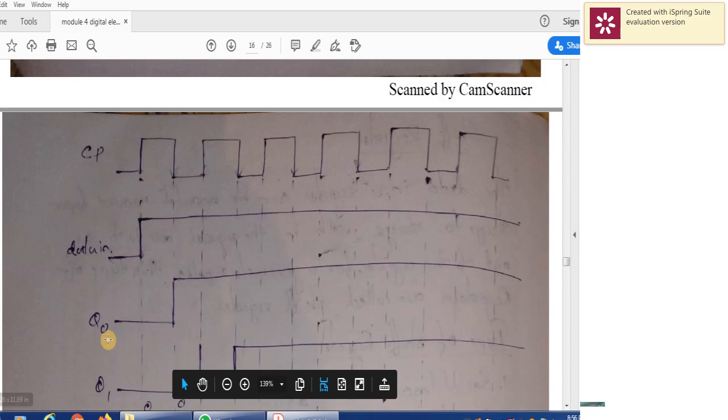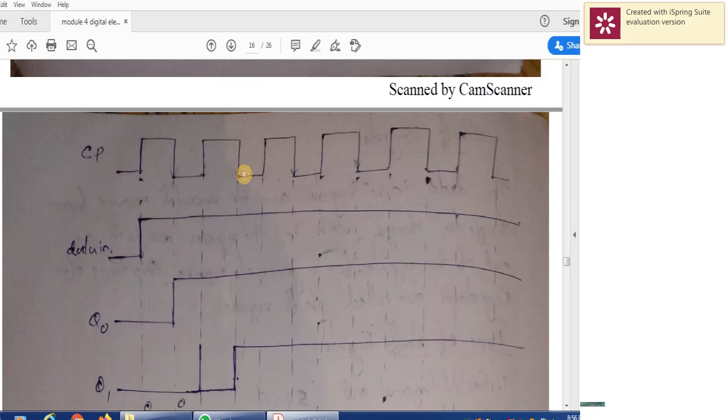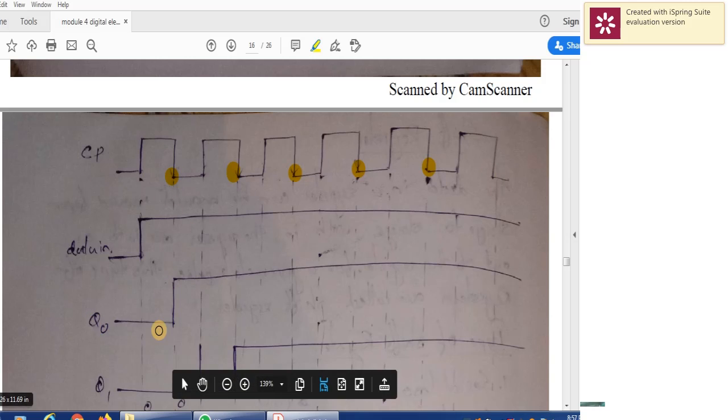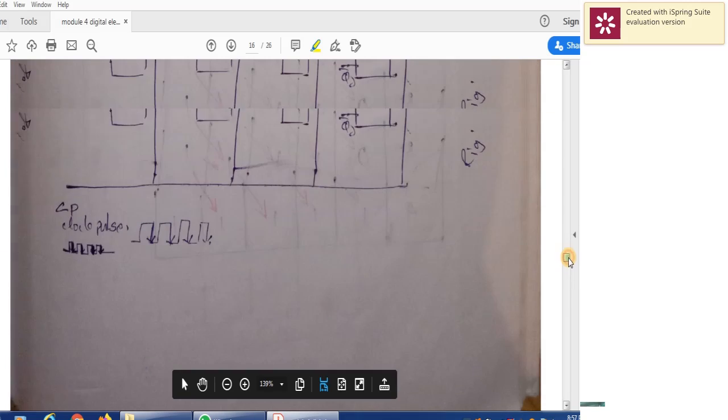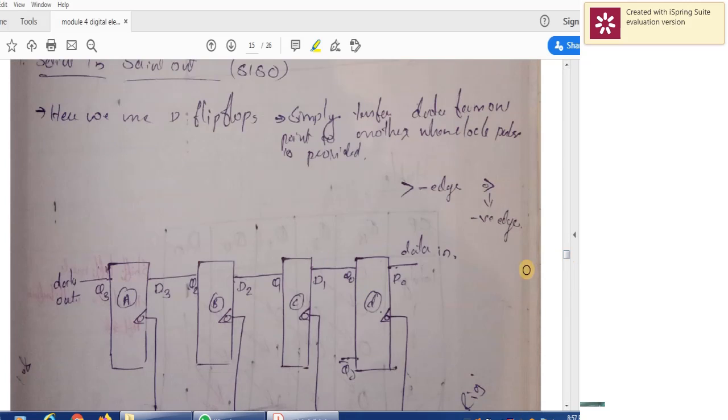So what will happen? The first clock pulse, during the negative edge, this is the negative edge. Here it is the negative edge. These are the negative edges. I am marking the negative edges. So for the first negative edge, Q0 is 1. That means this flip-flop becomes 1.